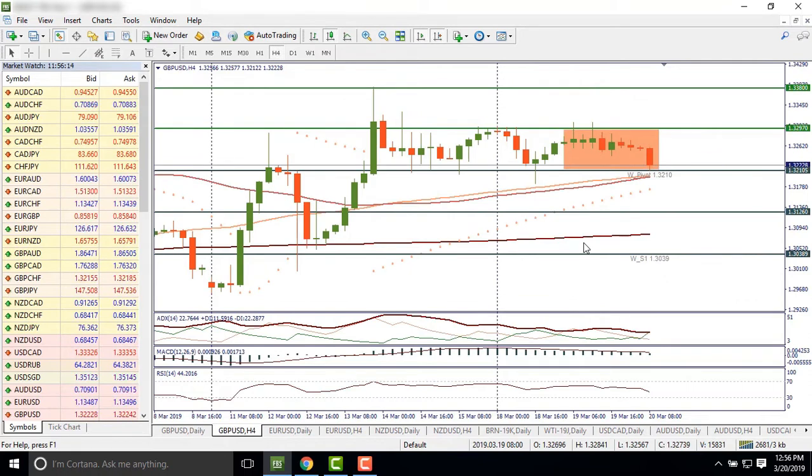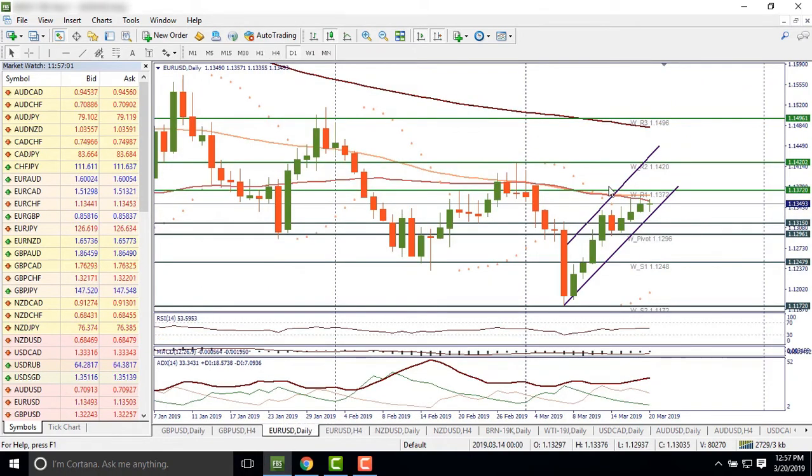Now let's consider the 4-hour chart. We can see that the pair is currently testing the weekly pivot support at 1.3210. If it manages to break this level, the pair will fall lower to the support at 1.3126. Otherwise, if bulls take over the market, the pair will rise to the resistance at 1.3297. If this level is broken, the next resistance will lie at 1.3380.